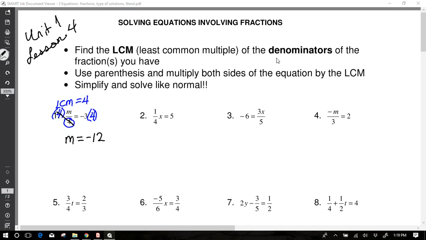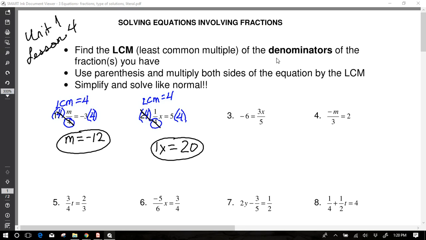What I want you to do now is to try example 2. Pause the video and see if you can write down what is the least common multiple and then solve the equation. So my least common multiple is 4. So I'm going to multiply both sides, or both terms in my equation, by 4. So 4 over 4 will reduce to just 1x. And then equals, and 5 times 4 is 20. And that's my answer for number 2.